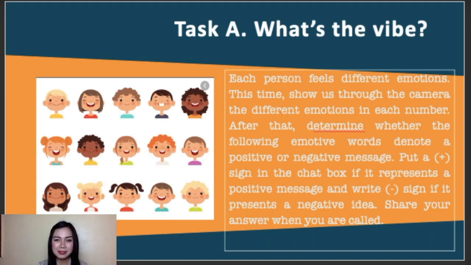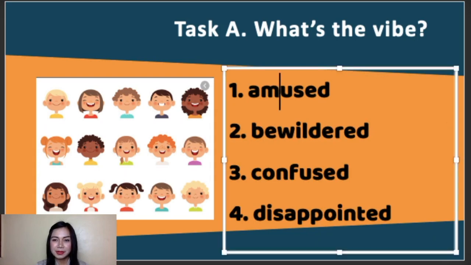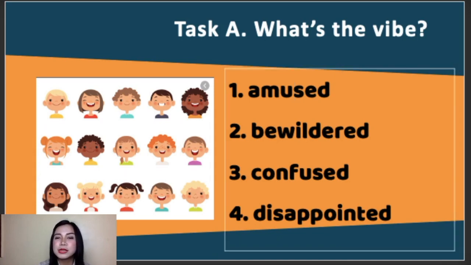So I'm going to call someone here. Let me call Bessie. Amused. Show us the face of an amused person. That's great. Is it positive or negative? Correct. Positive. Plus. Let's have number 2. Cookie. Yes, Cookie. Show us the face of a bewildered person. Alright, so that's the face of a bewildered person. Is it positive or negative message? Yes, positive again.